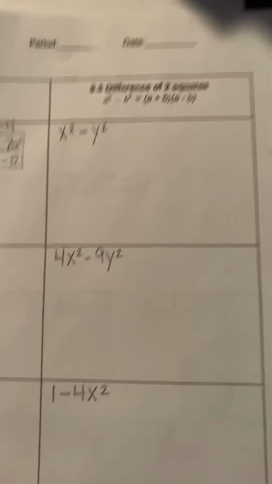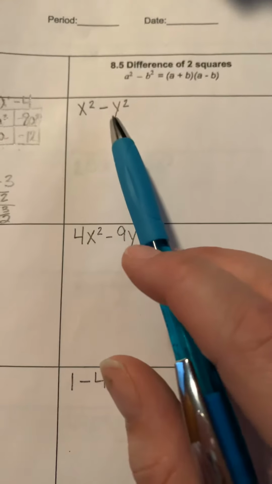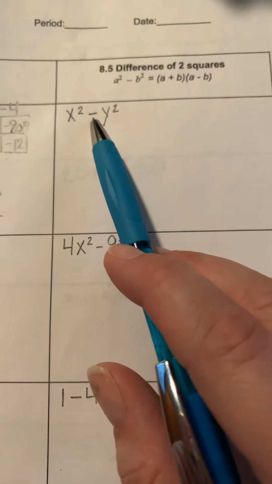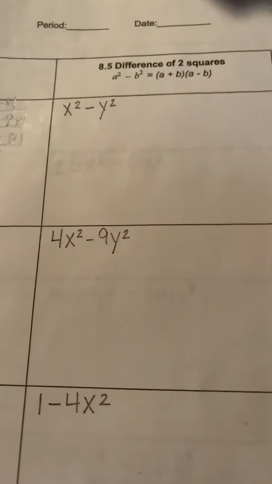8.5 difference of two squares. So it says it right in its title: difference, meaning subtraction, and two squares. So two perfect squares. So for instance, 1 times 1 is 1.